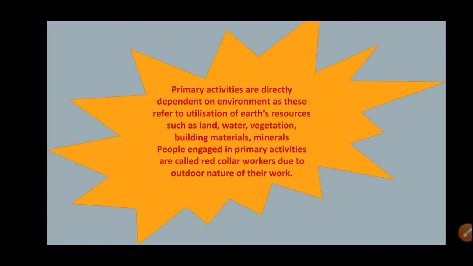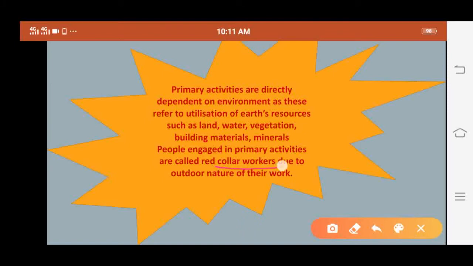In short, what I mean to say is that people who are engaged in primary activity are directly utilizing the resources of the environment such as land, water, etc. Now also remember, people who are engaged in primary activities are referred to as red collar professionals or workers because of the outdoor nature of the work. In short, they are working outside, that's why they are referred to as the red collar workers.